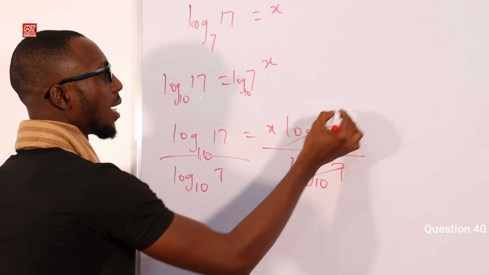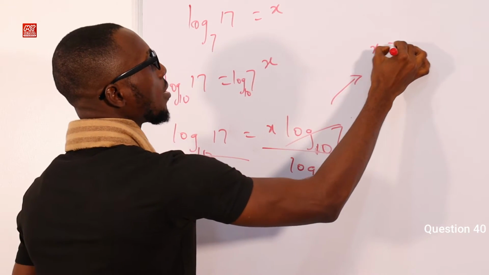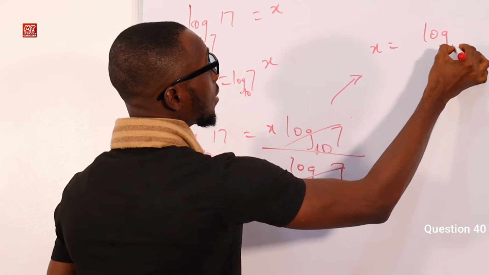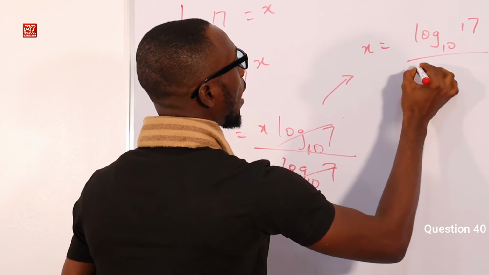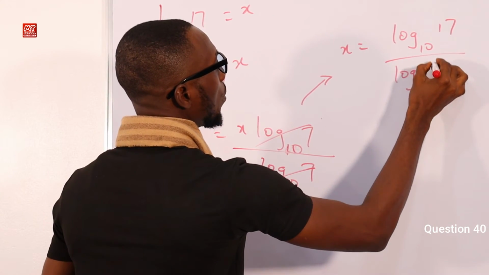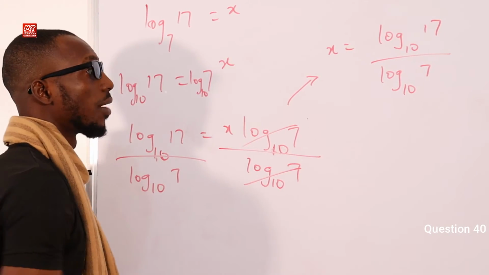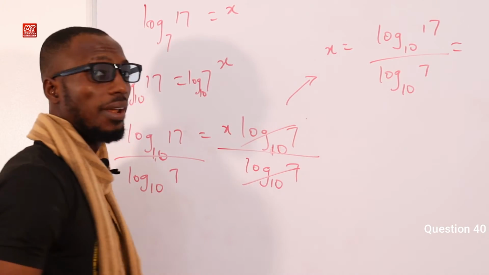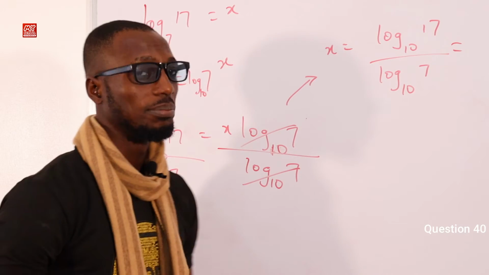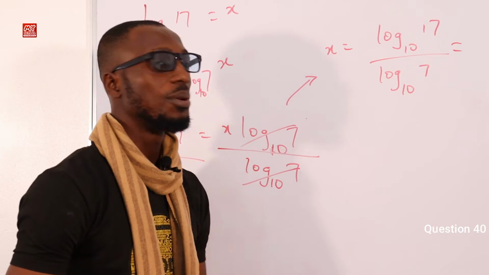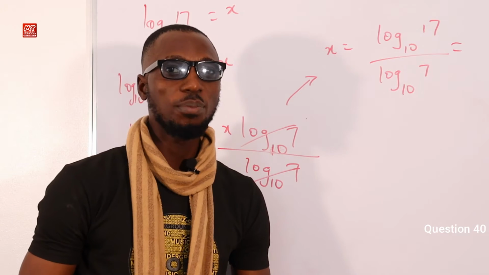Okay, so that implies that X equals log base 10 of 17 over log base 10 of 7. So this is very easy to do. It's just very important for us as candidates that we know some of these values offhand if possible.